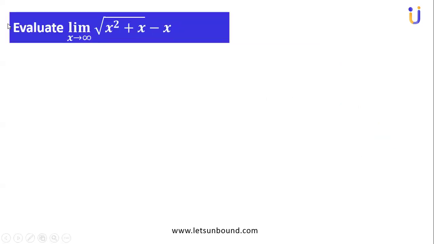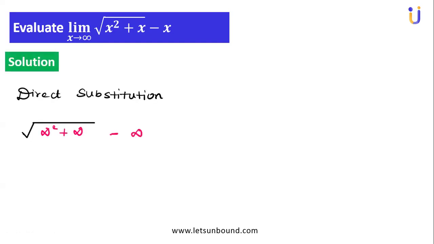One example I will show. Evaluate, x tends to infinity, this function. So first you will direct plug in whatever it is. And I got root of a very big number minus infinity. It's infinity minus infinity. And don't say infinity minus infinity is 0. No, it is not. It is an indeterminate form.